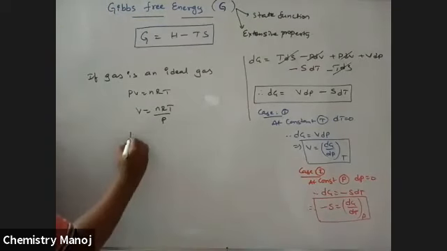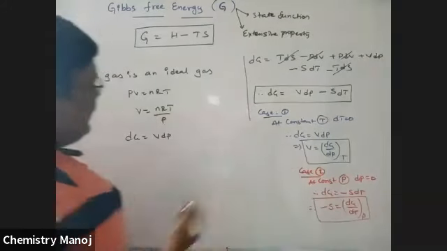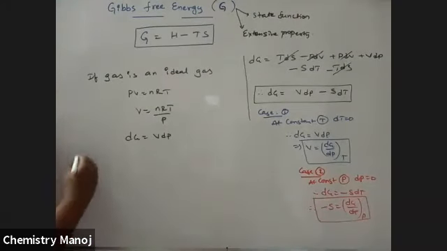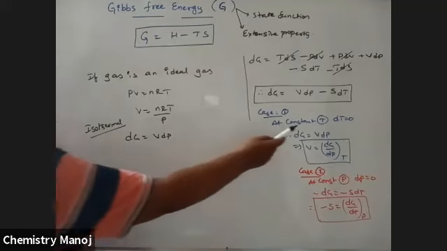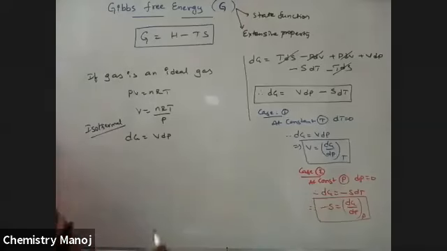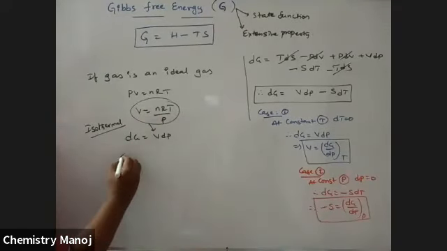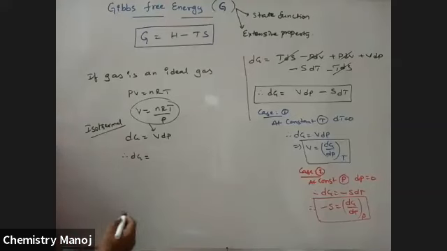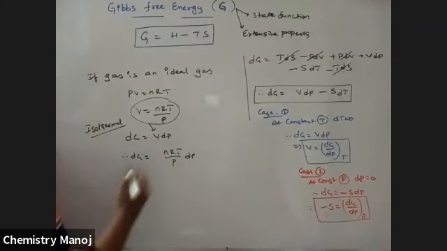We know dG is equal to V dP. It is the isothermal case, that is, at constant temperature. So dG is equal to V dP, but V is equal to nRT by P. Therefore, dG is equal to nRT by P into dP.